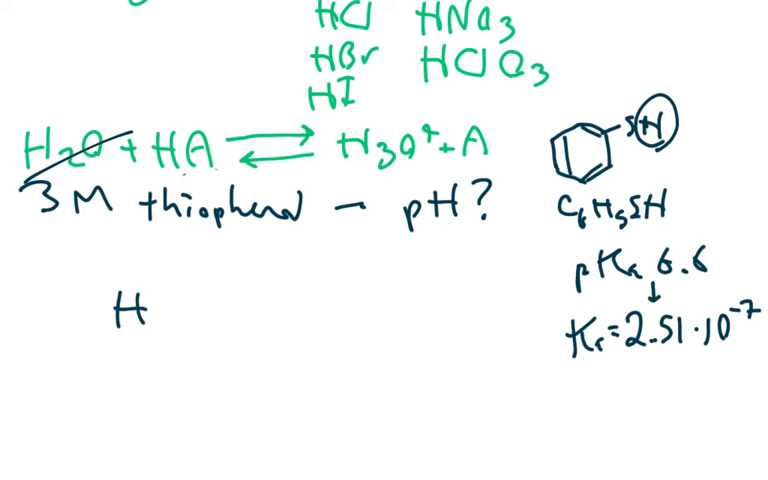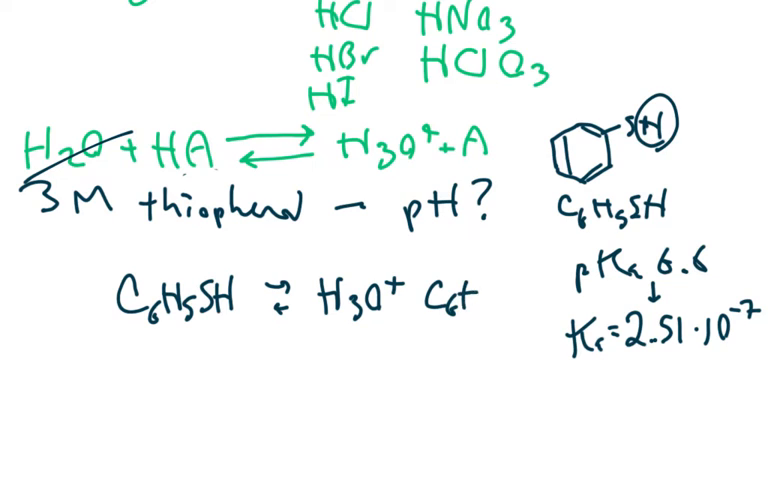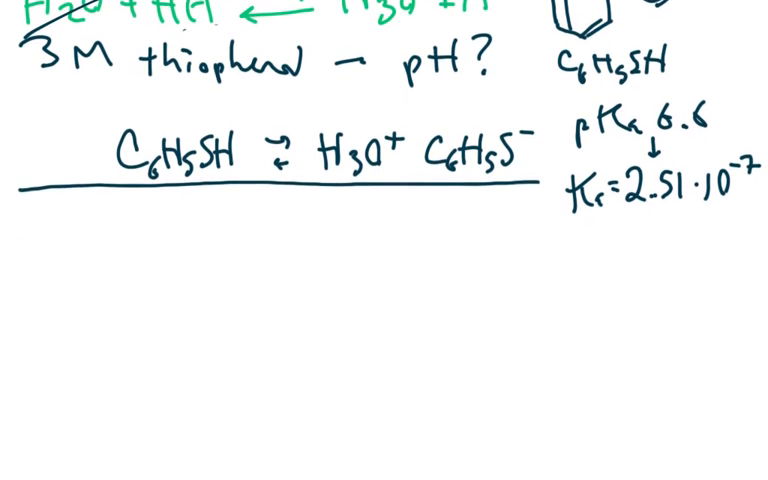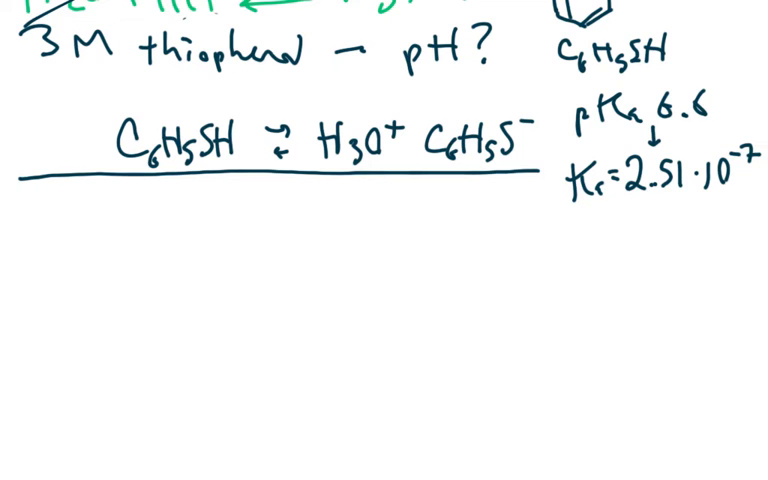So when we make our table, we're going to have HA, which in this case, I'm actually going to write out the formula for thiophenol, C6H5SH. And then we're going to have our H3O plus and our conjugate base, C6H5S minus. So this H went away and joined the water to make hydronium. And whenever you do these equilibria, you need a plus and a minus in the end, because according to conservation of charge, which says we need the same charges to add up on either side of our equation, we have a 0 and we have H3O plus that we make, so we need a minus.